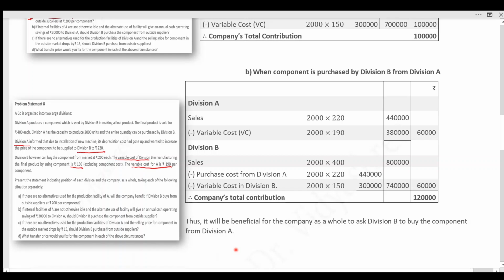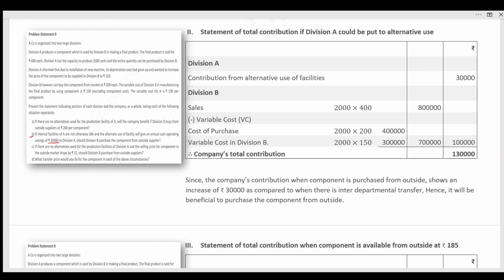Well, now situation 1 got over. So let's see situation 2. Let's see the second situation. You can observe here on the left hand side. If internal facilities of A are not otherwise idle and are put to alternative use, they can get a cash saving, that is the operating savings of rupees 30,000 to division A. Observe here, division A is put to alternative use and the division A profit or the savings, the contribution is 30,000. Well, division B is purchasing the component from an outside supplier.